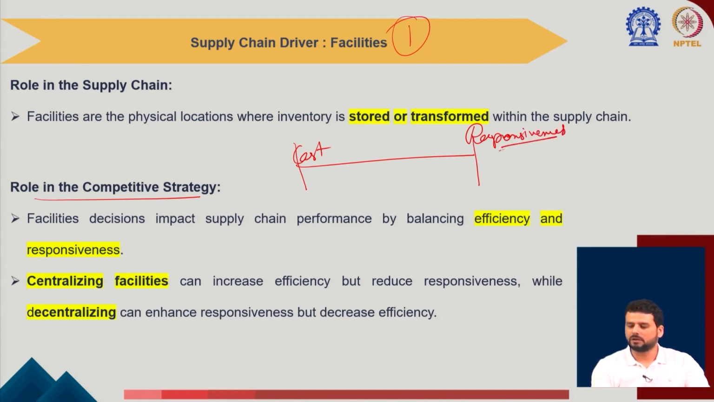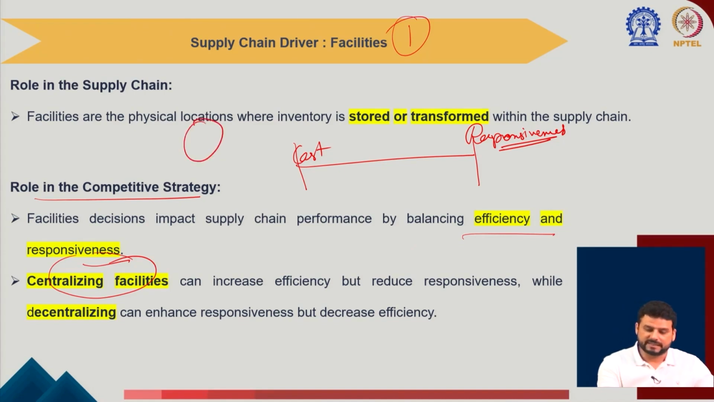How will it alter the driver from one end to the other, touching either cost efficiency or responsiveness? See, facilities decisions impact supply chain performance by balancing efficiency and responsiveness. How? A centralized facility will reduce the responsiveness.